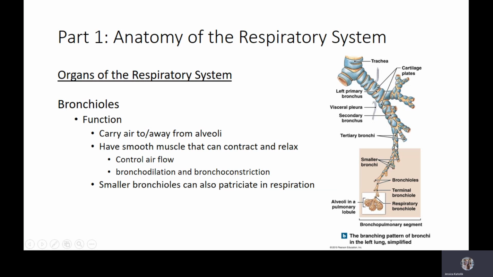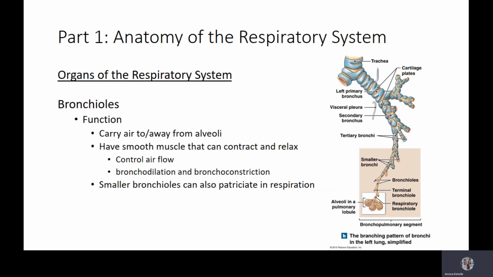As the branching gets smaller and smaller, we form bronchioles. So if we're thinking of this as a tree, the trachea is the trunk, while the bronchi are the big branches, and the bronchioles are going to be the smaller twigs of the tree. The bronchioles are going to also be responsible for ventilation. It's going to bring air to and from the alveoli.